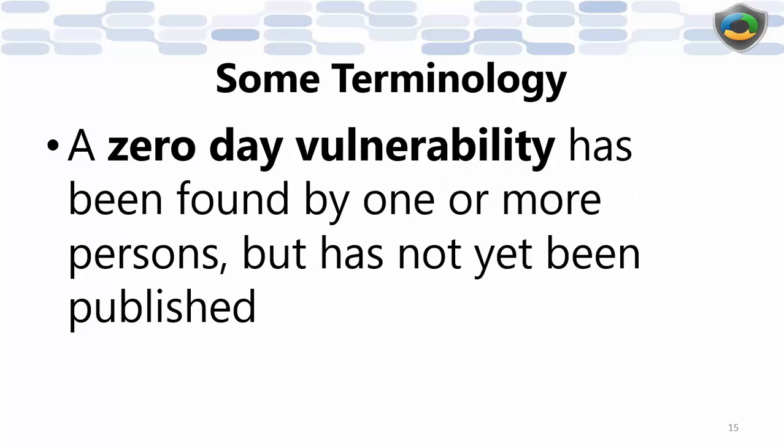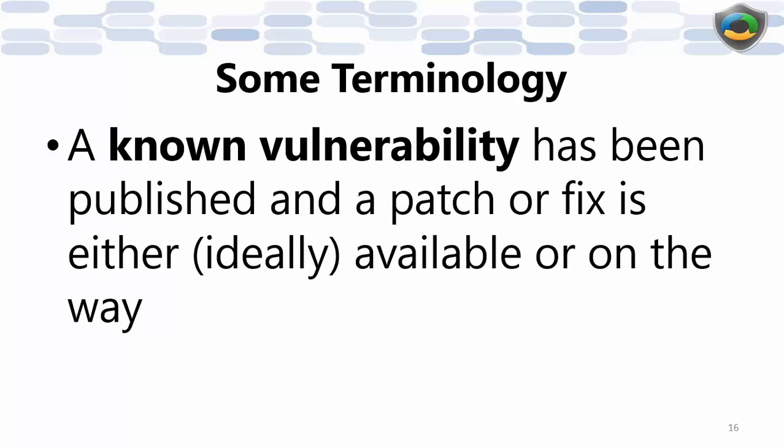A zero-day vulnerability has been found, but it hasn't been published. So it could have been found. Ideally, it would be found by the company that created the software, so they can try to quickly fix it and publish a bug fix. But unfortunately, sometimes these are found by the bad guys, so to speak. All right? And you don't want them to publish it. When you've got a known vulnerability, it's been published. And ideally, either a patch or a fix has been created, has already been applied, or is on its way to being applied.